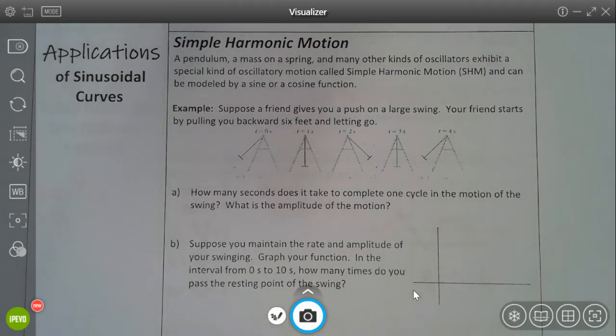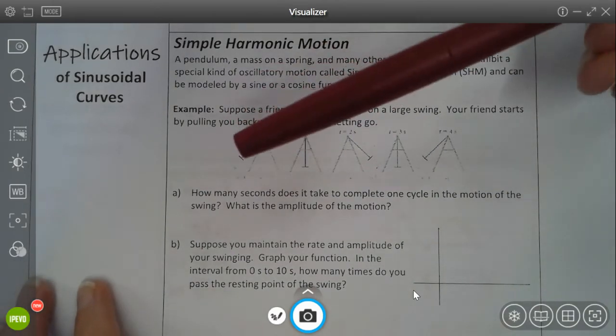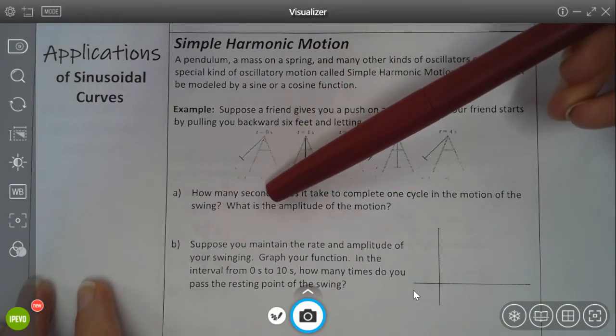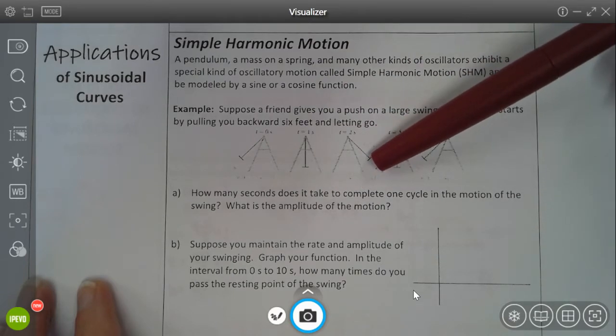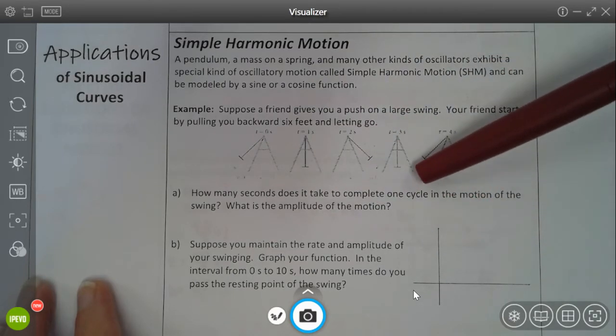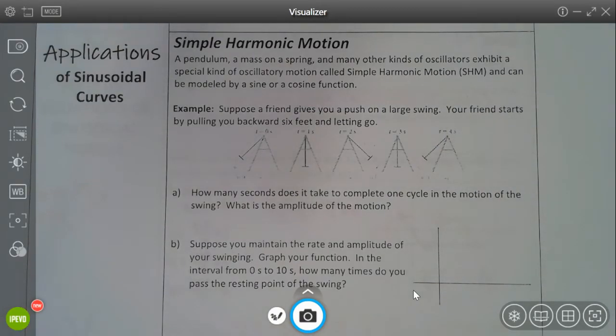So I wanted to look at one last example for our applications of sinusoidal models. And the last example is going to deal with what's known as simple harmonic motion. And that is when an object oscillates between two different values. So when we have this kind of oscillating motion, in this case, we have the swing acting like a pendulum, swinging from the far left over time, swinging to the far right, and then bringing itself back to the far left. So when you have this oscillating behavior, we're going to call this simple harmonic motion. And because we are oscillating between two values, we can model this by a sinusoidal curve.